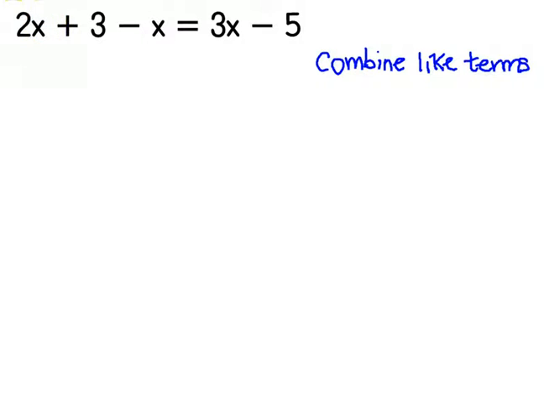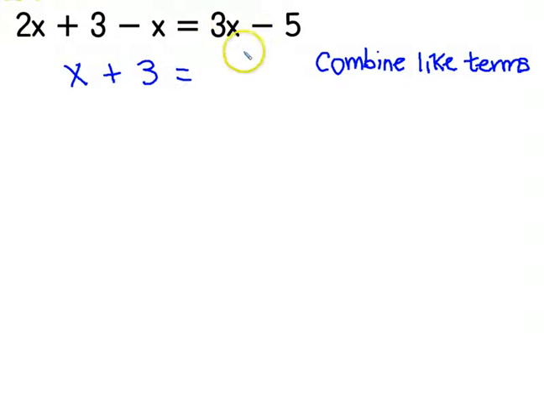So let's take a look at our equation we have here. On this side, we have two x's, positive 3 units, and then a negative x, okay? Well, two x's and the negative x can be combined. And two x's minus an x will give us just one x, and then we still have our 3 units hanging out over there. Okay?